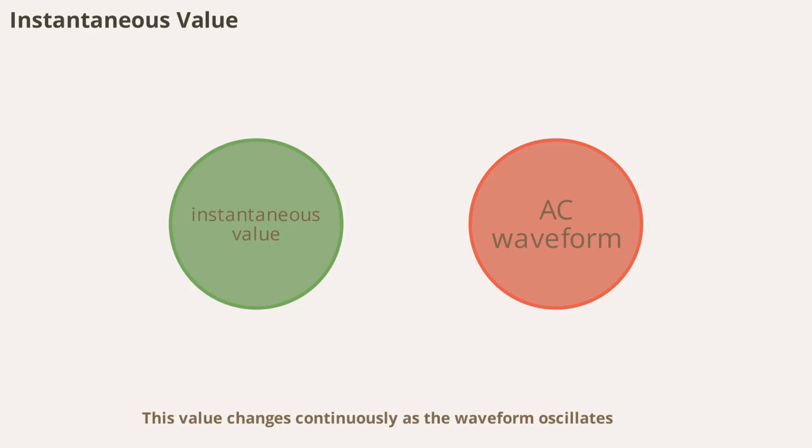The instantaneous value of an AC signal is its value at any specific moment in time. This value changes continuously as the waveform oscillates. Instantaneous values are important for analyzing how current and voltage vary throughout a cycle, especially in complex circuits. By understanding instantaneous values, engineers can predict circuit behavior at any point and design systems that respond accurately to changing electrical conditions.